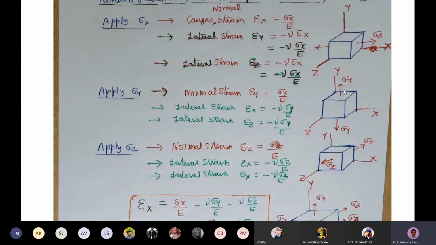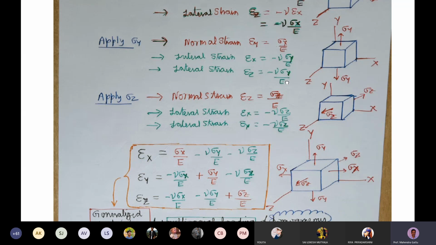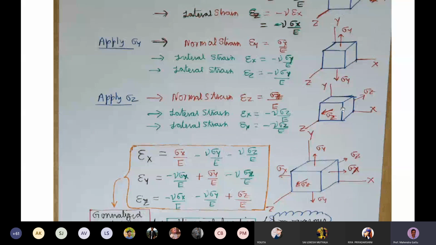Now we apply load in the y direction. So we'll have the normal strain in the y direction, epsilon y, which is, sorry, this is actually sigma y. So epsilon y is sigma y by E, and we'll have shrinking in the x direction and shrinking in the z direction. In these two directions, there will be shrinking, and the corresponding lateral strains are minus nu sigma y by E and minus nu sigma y by E. And now we apply load in the z direction. There will be normal strains produced, which is sigma z by E, and there is shrinking in the remaining two directions, minus nu sigma z by E and minus nu sigma z by E, that is in the x and y directions.